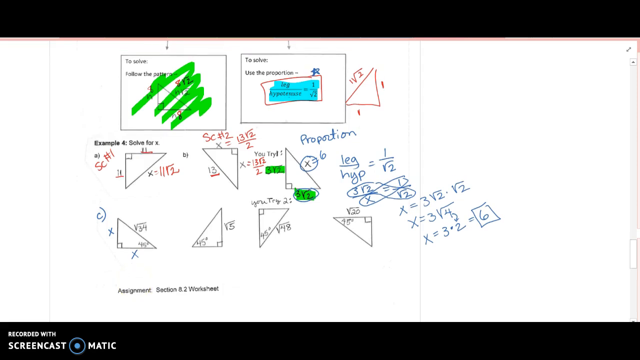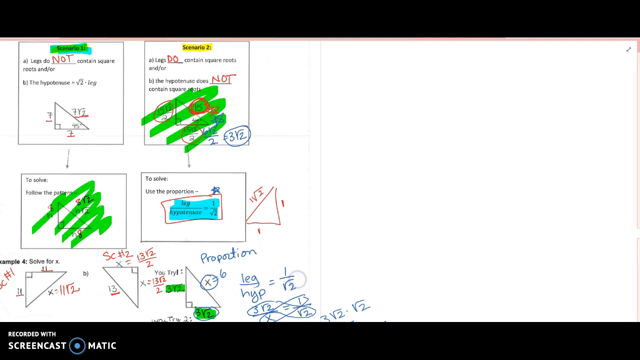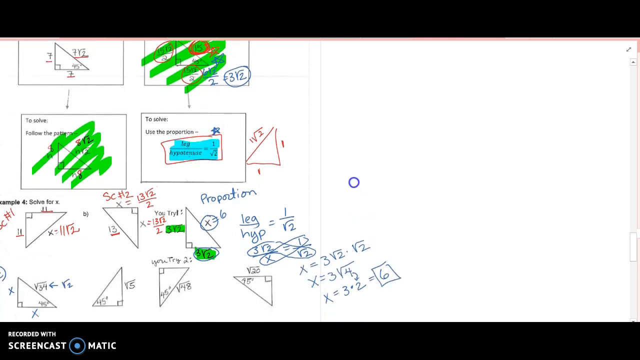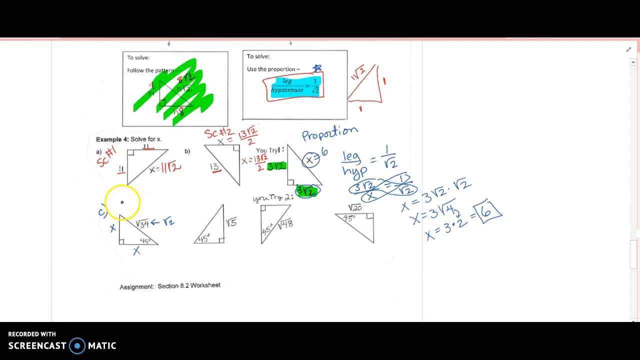All right, it doesn't appear to match the first scenario. It's not side, side, and then something square root 2 on the hypotenuse, because this doesn't look like something square root 2 to me. Okay, let's check out my other scenario. It's not a whole number on the hypotenuse, so let's use our proportion. That's going to be my strategy. When it's not one of the other two, use your proportion.